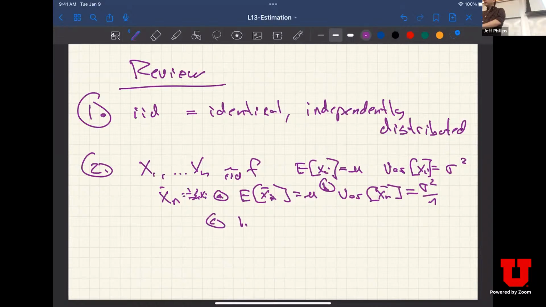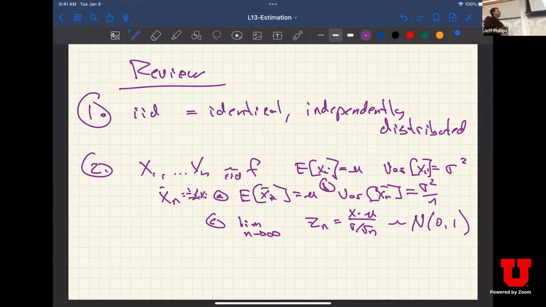And C, in the limit as n goes to infinity, let's write it this way, Z n, which is equal to X bar minus mu divided by sigma over square root n, is distributed as a standard normal distribution. There are other ways. You basically need to know that from any distribution you start with, if you take the average of the random variables, it will converge to a normal distribution with expected value mu, the original expected value, and the original variance divided by n. And if you do this normalization, this Z variable that will show up a little later in the semester, it converges to a standard normal distribution.